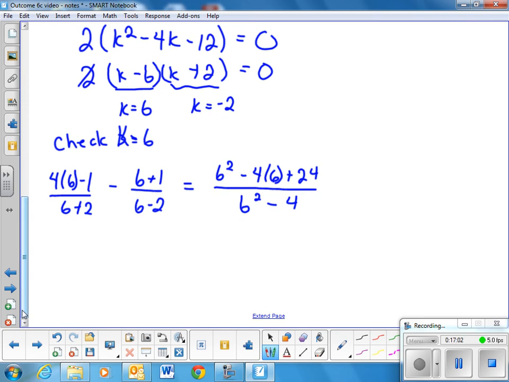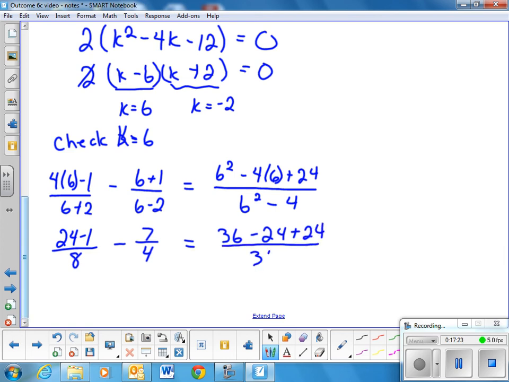So 6 times 4 is 24. Take away 1 over 6 plus 2 is 8, minus 6 plus 1 is 7 over 4, equals 6 squared is 36, minus 24 plus 24, all over 36 minus 4. So simplifying, 24 take away 1 is 23 over 8, minus 7 over 4, equals negative 24 plus 24, those cancel, so I have 36 over 32.